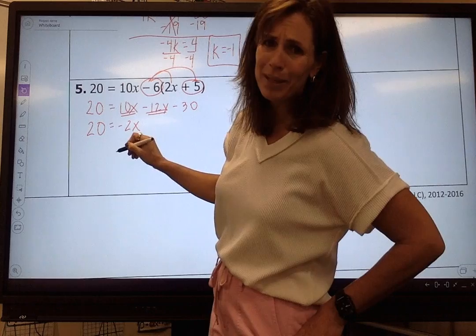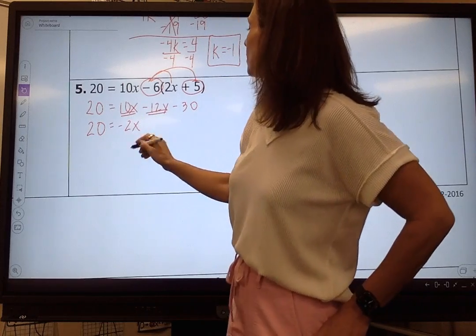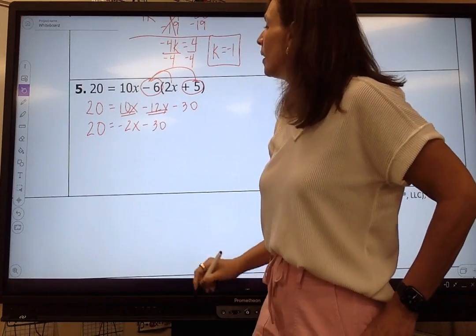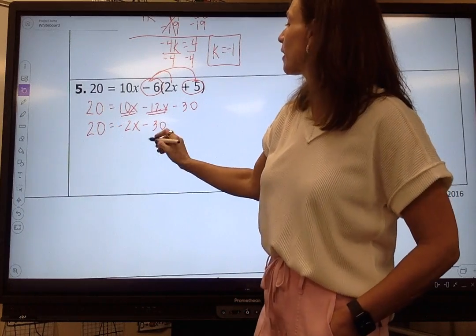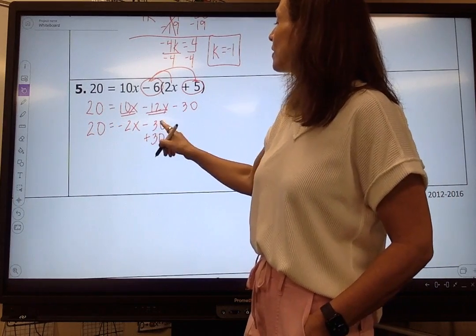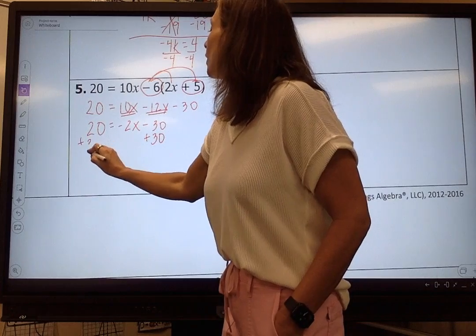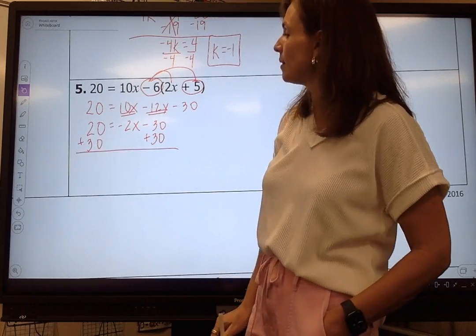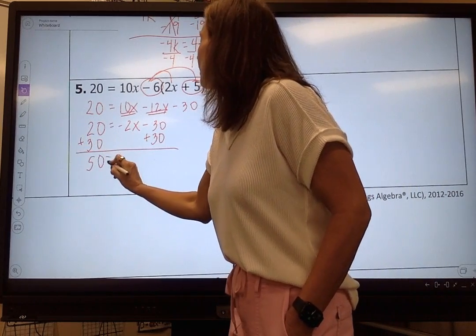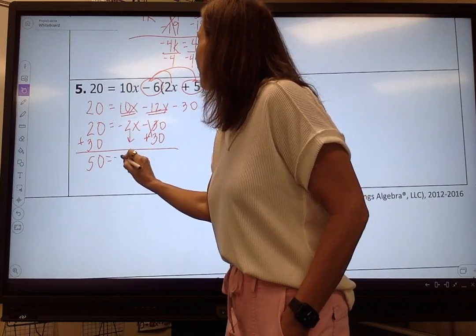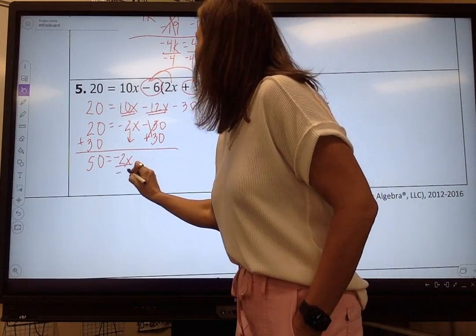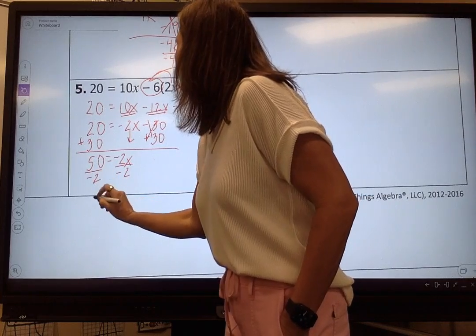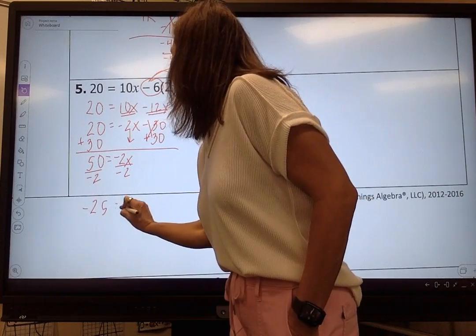I'm saying k, but I mean x. You have more negatives than positives, and then negative 30. Now I'm going to bring my constant terms on the left. So to get rid of this negative 30, additive inverse is adding 30. Equality says I have to do it on both sides. And here I have 50 equals, bring down the negative 2x. And to get x by itself, I divide both sides by negative 2. And now I get negative 25 equals x.